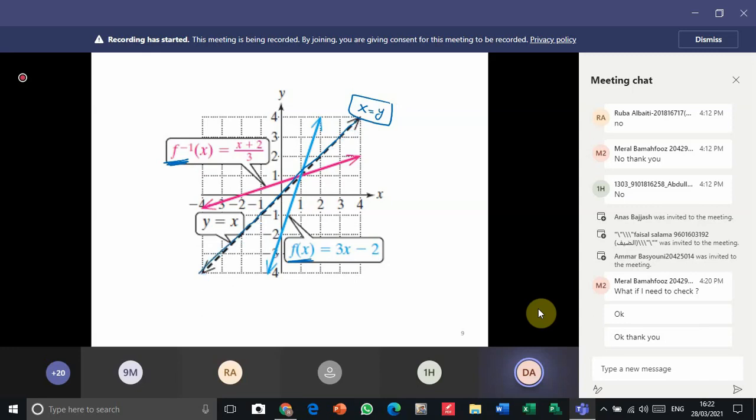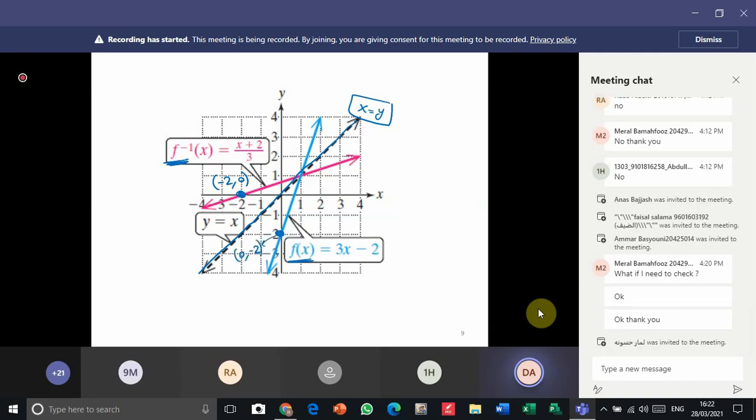Okay. Any point, for example, look at this point. This point on f is (-2, 0): x equals -2 is the x coordinate, and y equals 0. It must be (0, -2) on the inverse. Look at this point: 0 is x and -2 is y, because this is the inverse of f of x.